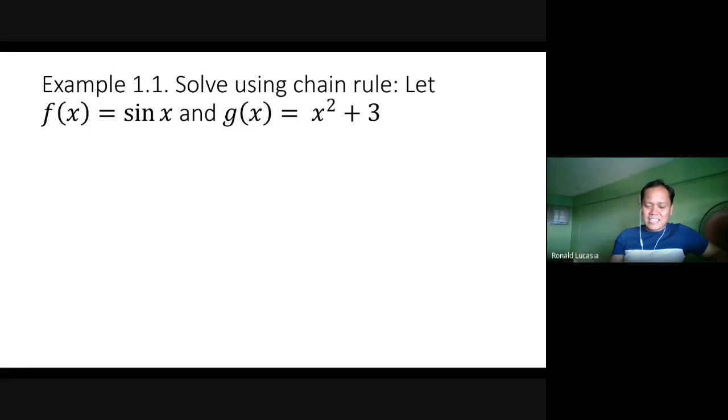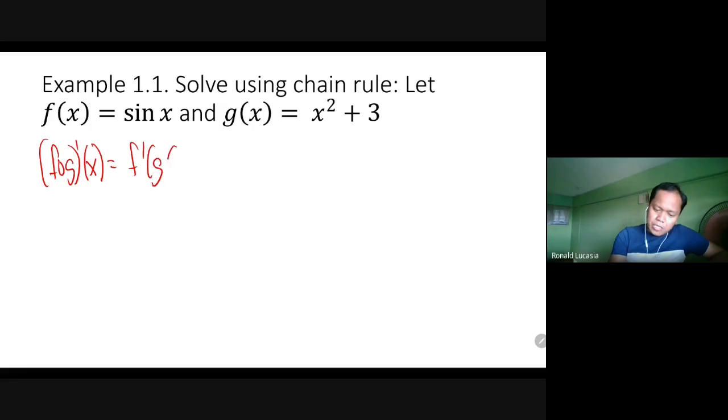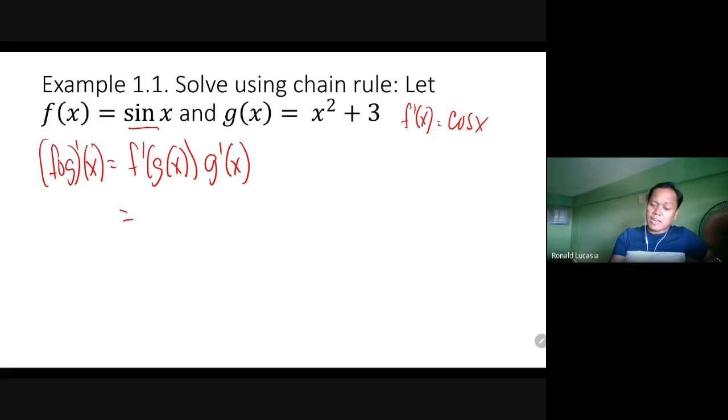So we have sine x as our first function, and second function here is x squared plus 3. So we have f of circle of g of x prime, that's f prime of g of x, and then g prime of x. Ano yung derivative ni sine x? Derivative niya ay, ano? Ang f prime of x natin, kung sine x to, that's cosine x. Ang g prime of x natin ay 2x. Nalimutan na ba? O hindi kabisado.